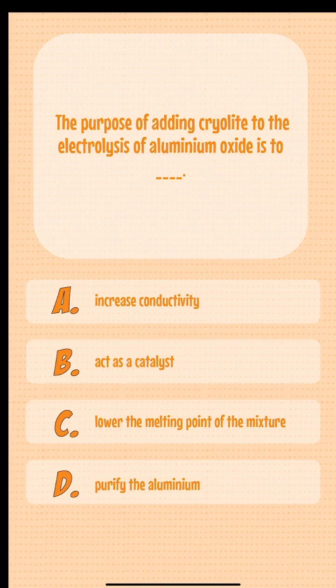The purpose of adding cryolite to the electrolysis of aluminium oxide is to what? I'm going to do one more poll, guys. Do you feel better about electrolysis or not after this live? I'm hoping it's better. Amazing. Sorry for those that it hasn't helped, but good to hear that it is helping most of you. The purpose of adding cryolite is to lower the melting point. Remember, it makes it more efficient. It means less energy is used to melt it into a liquid.